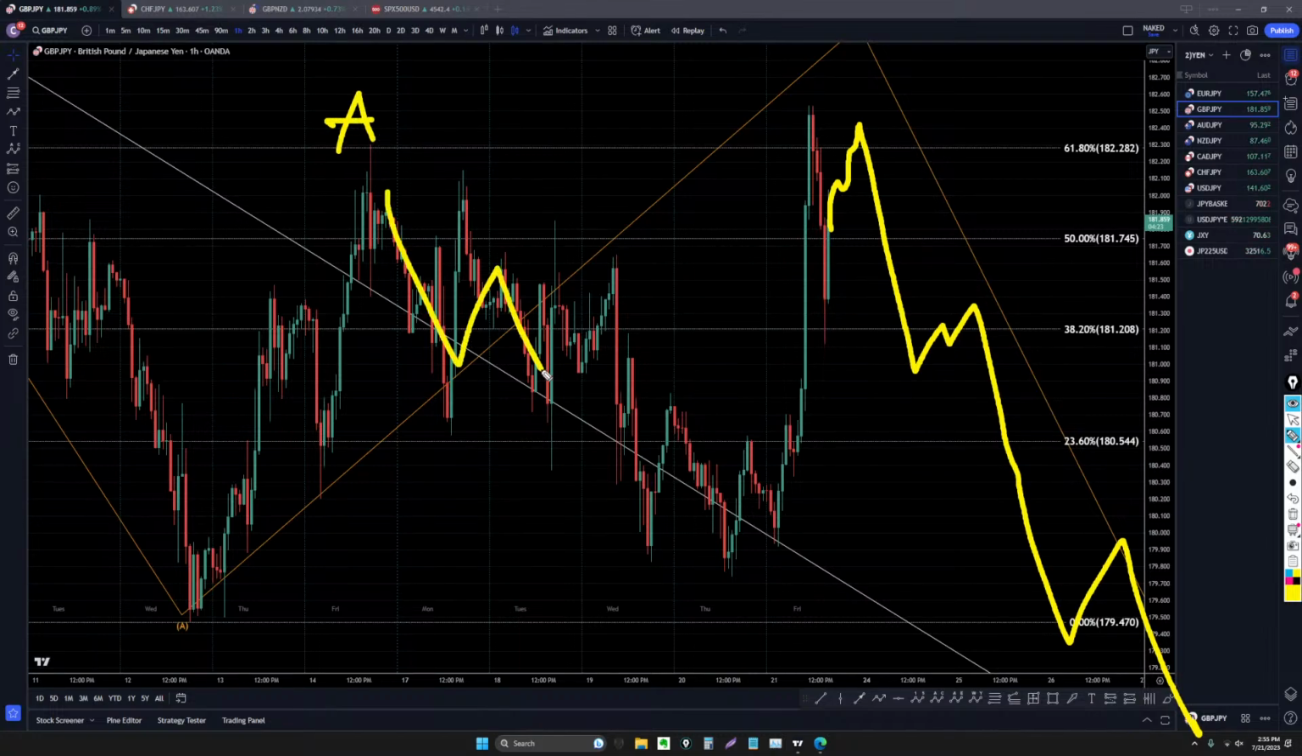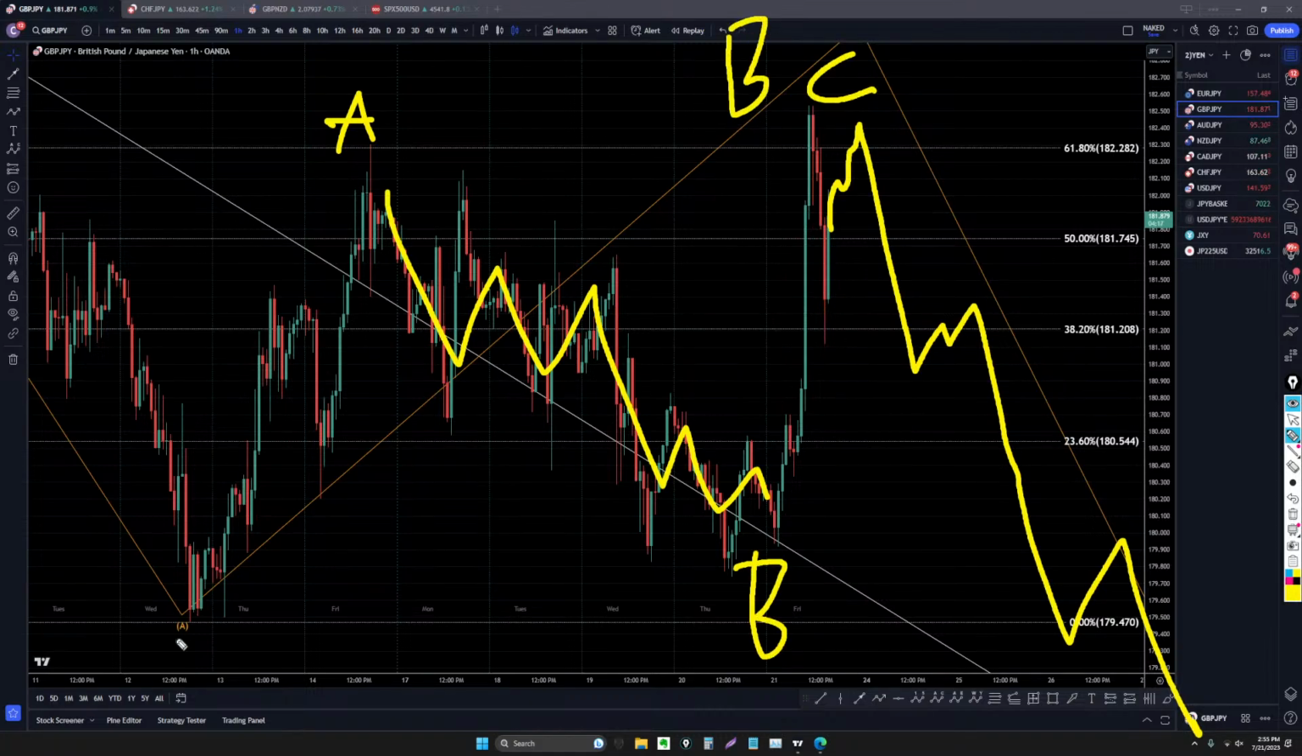I think this is a very, very corrective overlapping pattern for a B. And I think this is a C. A, B, C, a B. This big downtrend over here is a wave A. So I think this is an A, I think that's a B, and I think it's going to go down to make a C, just like I was showing on the longer time frames.